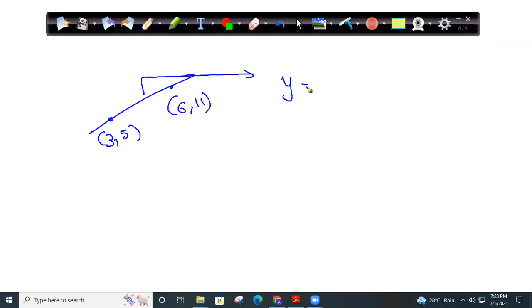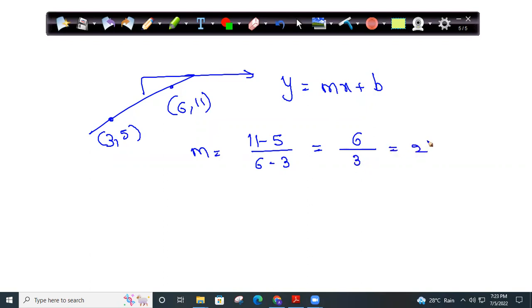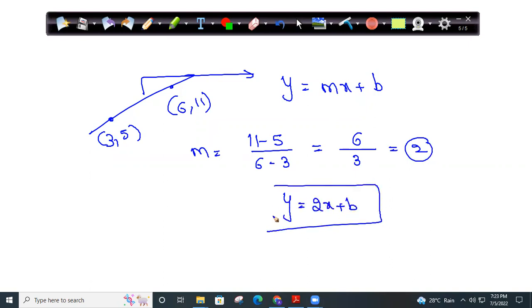First, you write y is equal to mx plus b. Everyone should write y is equal to mx plus b. So immediately find the slope. What is the slope? 11 minus 5 over 6 minus 3. 11 minus 5 is 6. 6 minus 3 is 3. 6 over 3 is 2. So slope is 2. Therefore, y is equal to 2x plus b is the equation of the line.